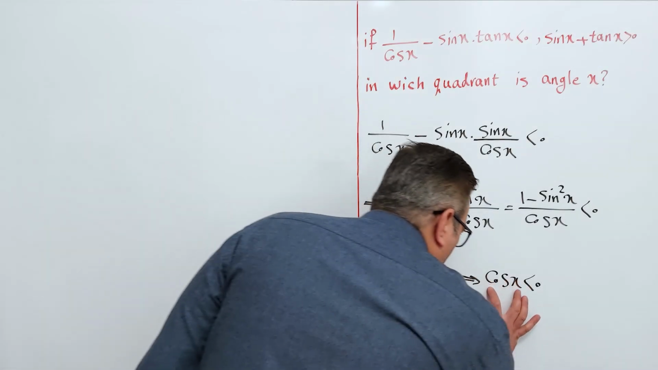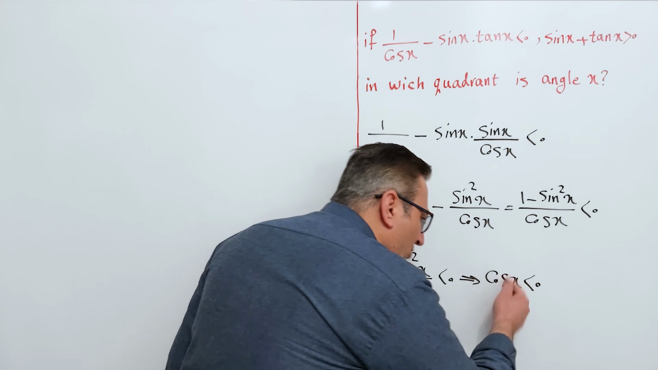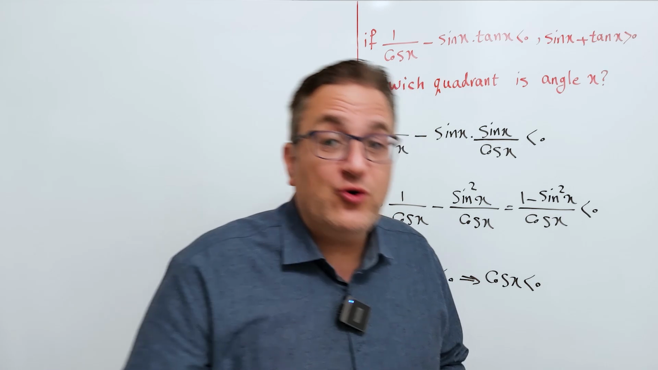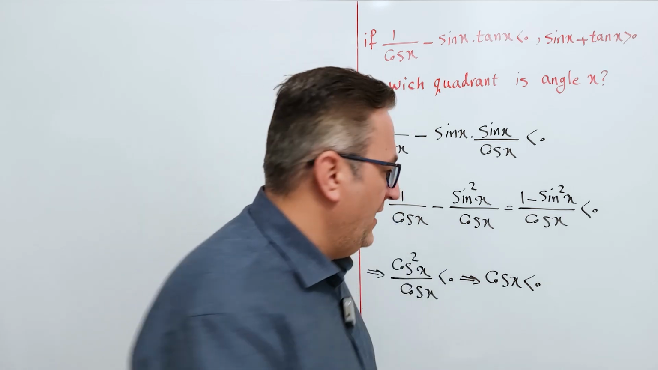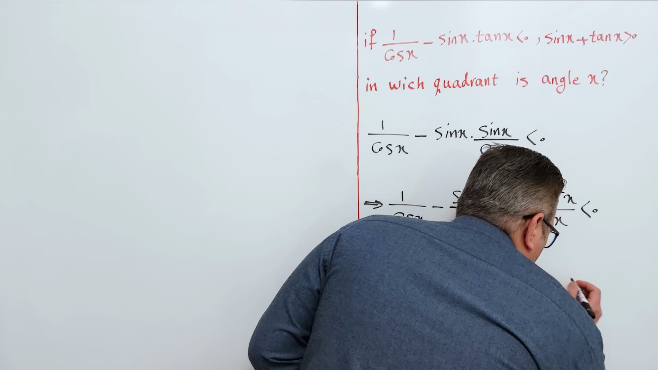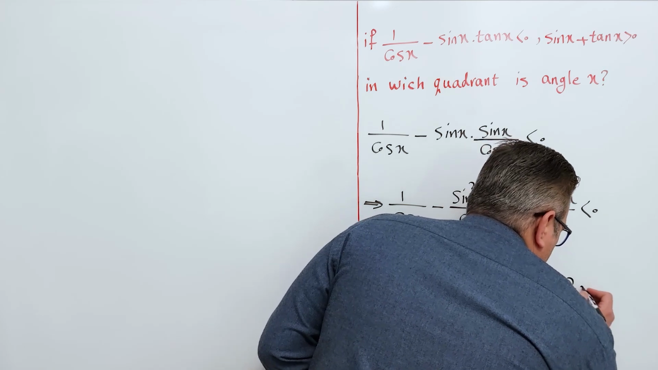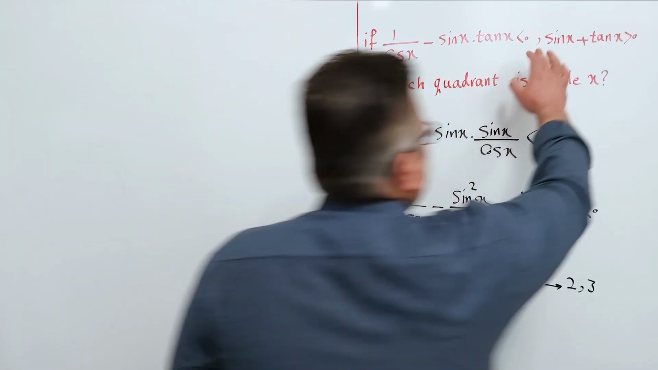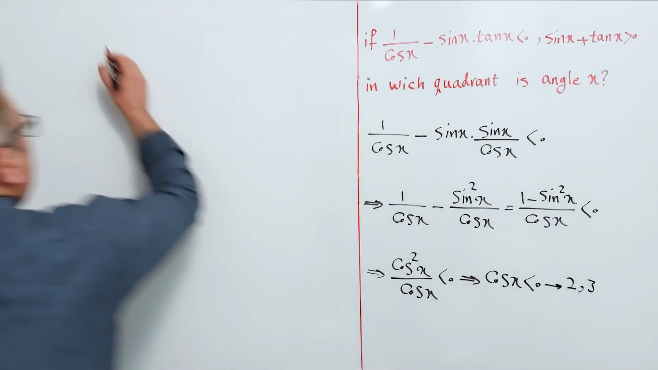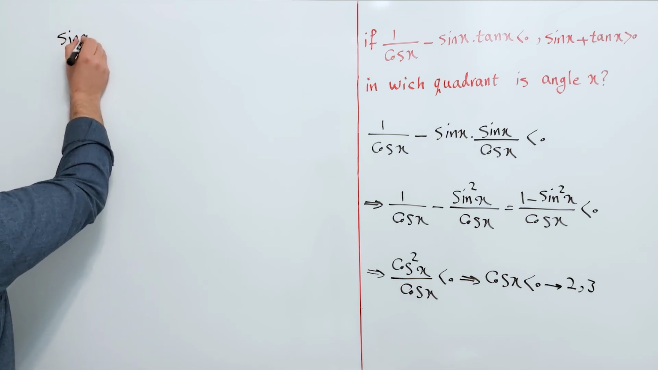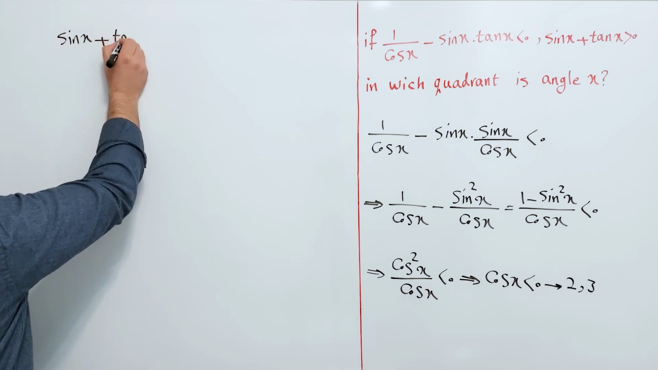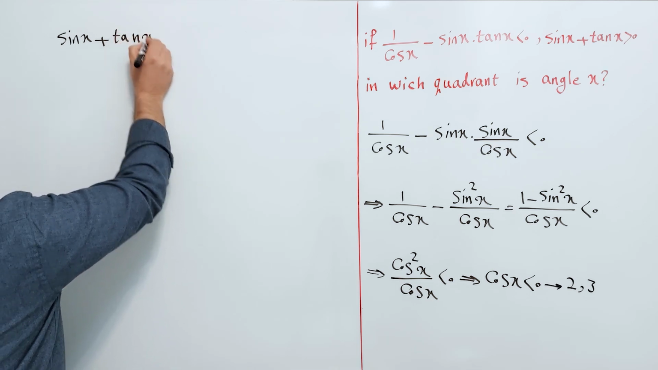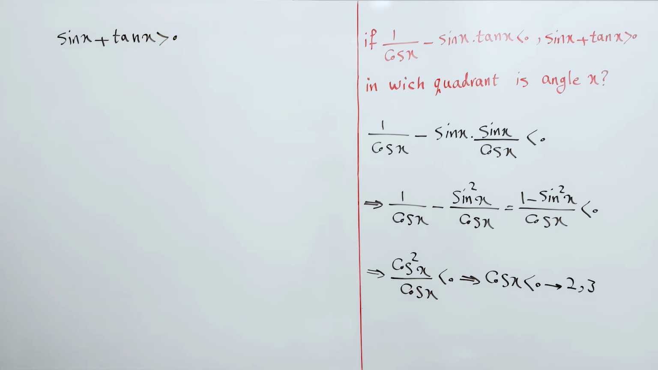So since the cosine is negative, the value of x lies in either the second or the third quadrant. Okay, so x lies in the second or third quadrant. Okay, so look at this inequality: sine x plus tangent x is positive.